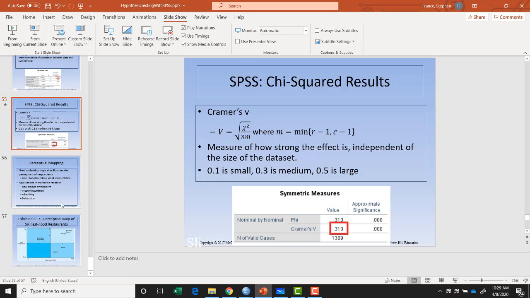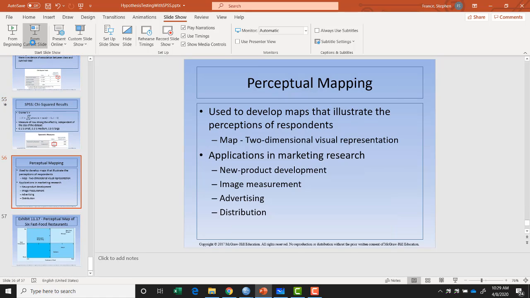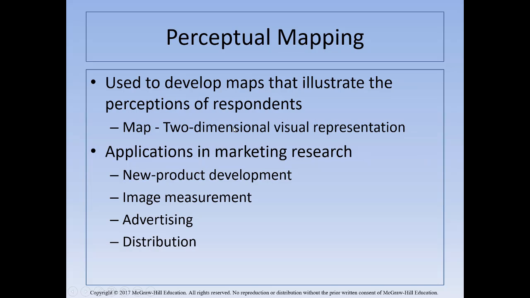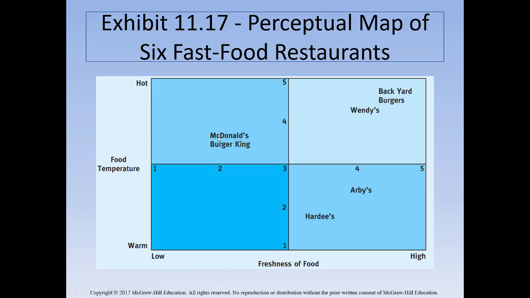Okay, so the last little bit is perceptual mapping, and we've already covered this a lot. Basically, it's a two-dimensional visual representation of data. Now, you can do a lot of perceptual mapping techniques in SPSS. This isn't done in the book, and it's something I like, but it's quite a bit of extra material, so I've left it off. But if you want to understand, here's just an example. This is exactly what we did in the first few weeks.